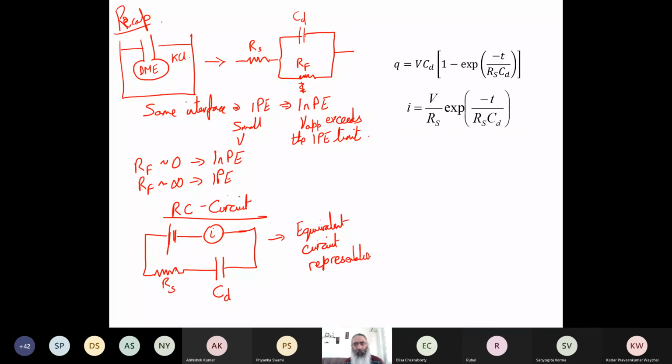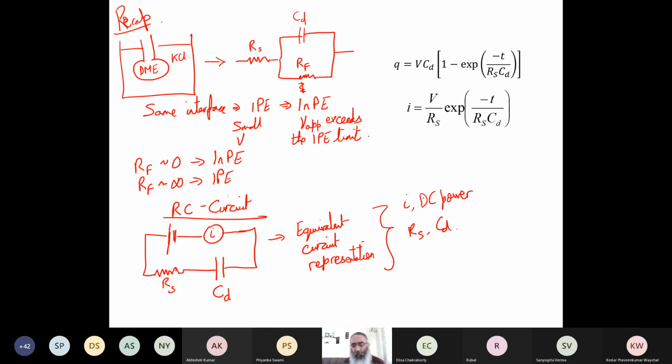Any operation that we do, any perturbation or any measurement that we do on this circuit, is going to have the same effect on the actual interface. We can use these mathematical circuit components, for example the ammeter and the DC power supply. These are essentially the input parameters or the measurement parameters, and RS and CD are the system parameters.